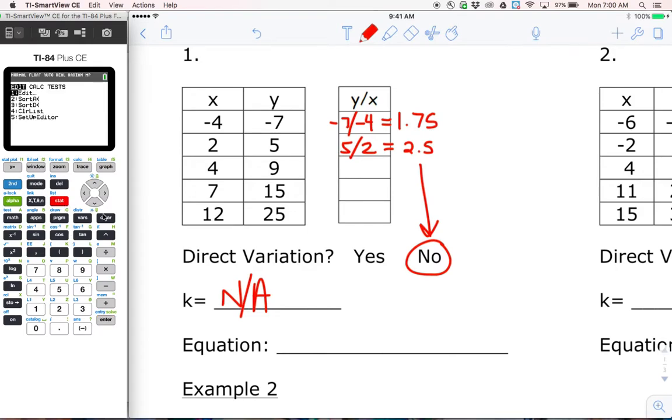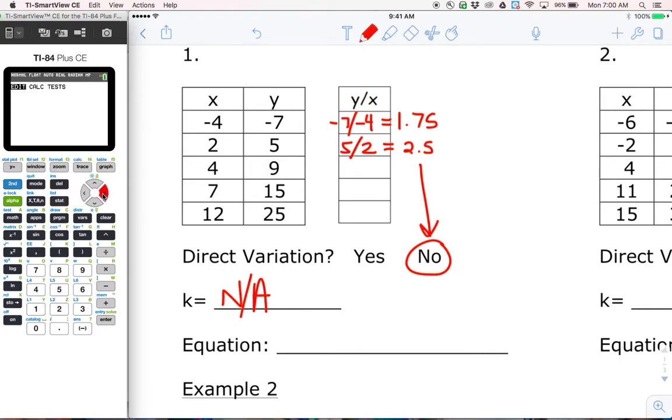I'm going to go to stat edit, and I'm going to type in my numbers here. I'm going to type in negative 4 and 2 and 4 and 7 over on the right. So I've got negative 7 and 5 and 9 and 15. I'm not really sure why I skipped the last entry. Let me just type it in here, 25. So on the left, we got to put that 12 in. All right, so what's my equation here?